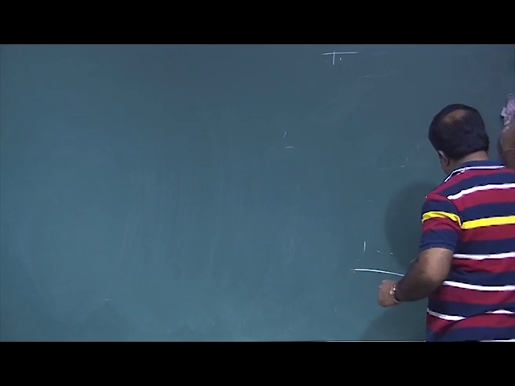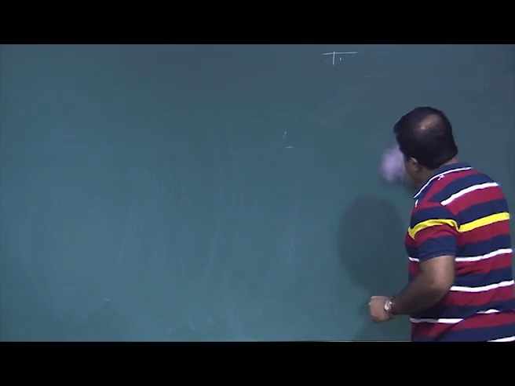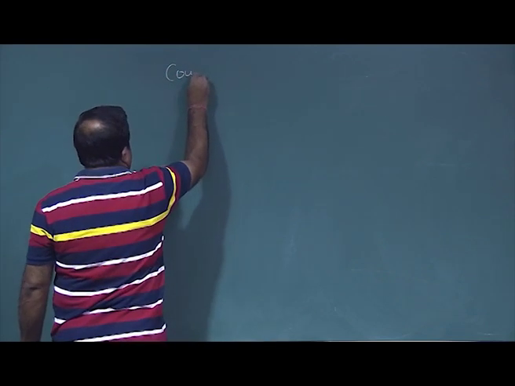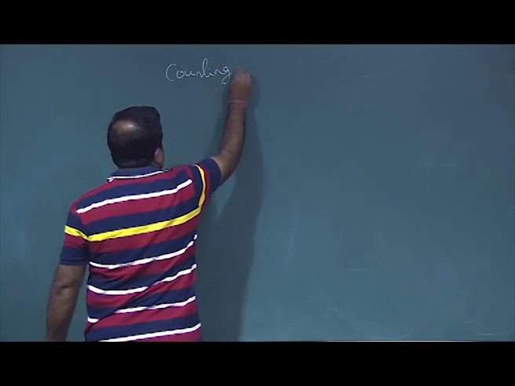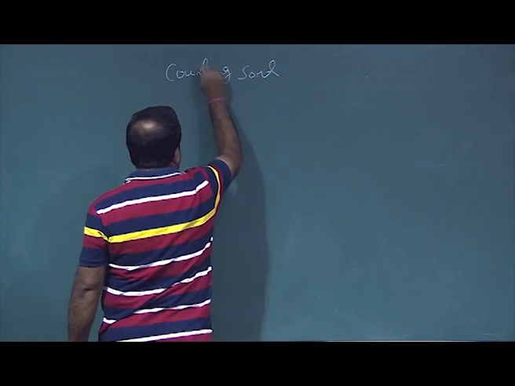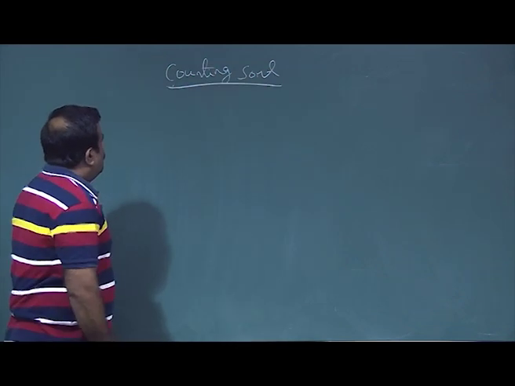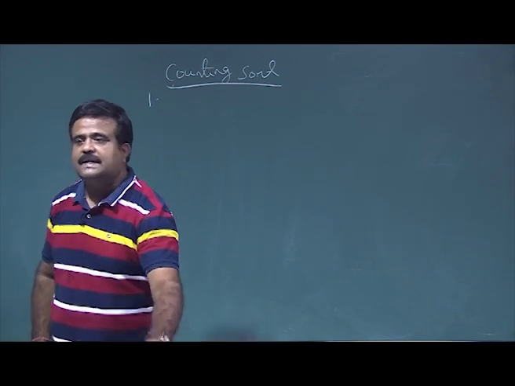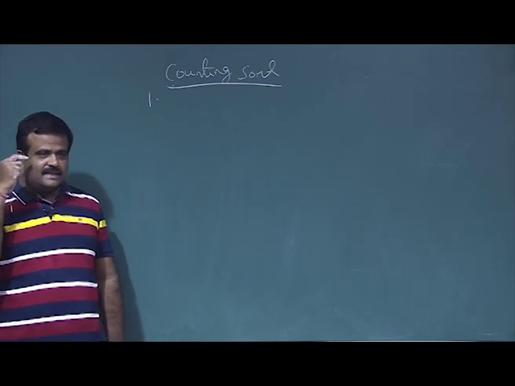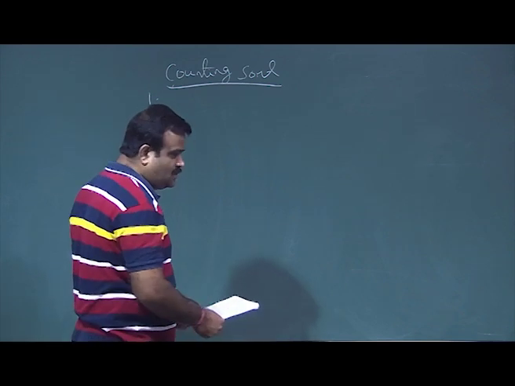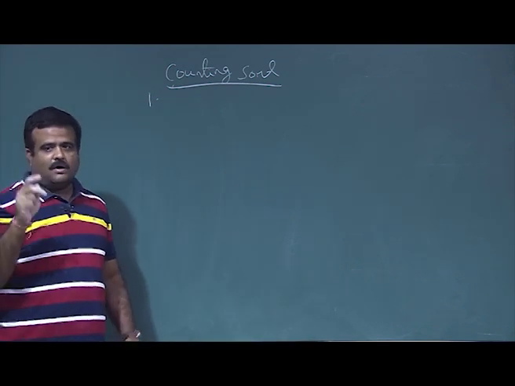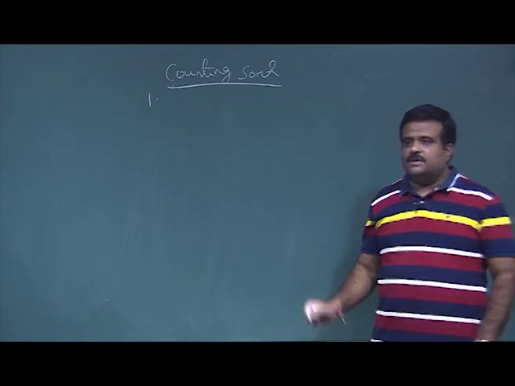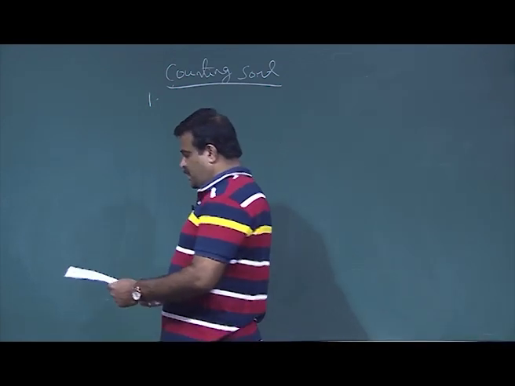So, this k is the range of the input. Okay. So, counting sort. First of all, we have to fill the C array. We have to initialize the C array by 0. C is just a frequency, or we can say C are the buckets, and we can fill the buckets like this. Anyway, we will come to that.